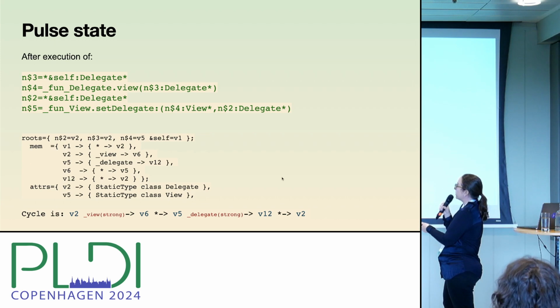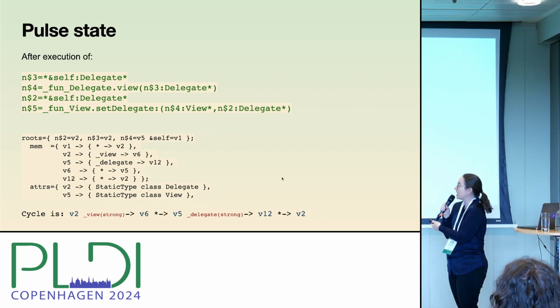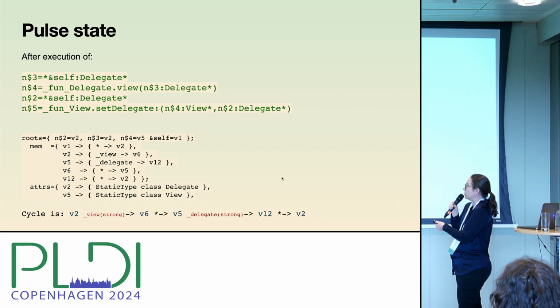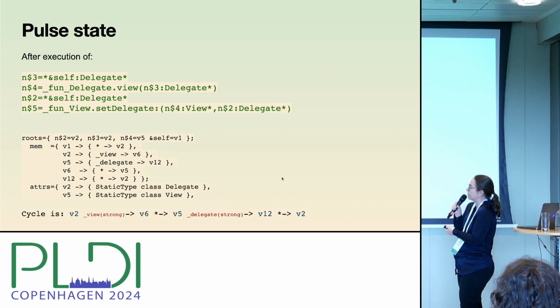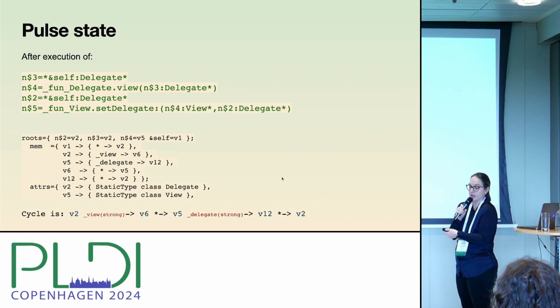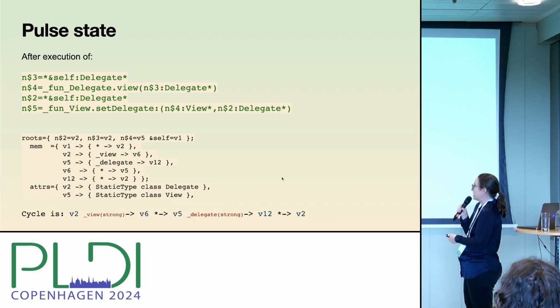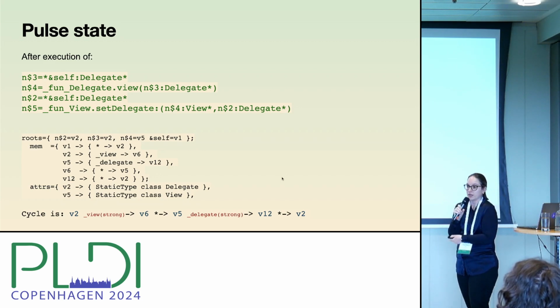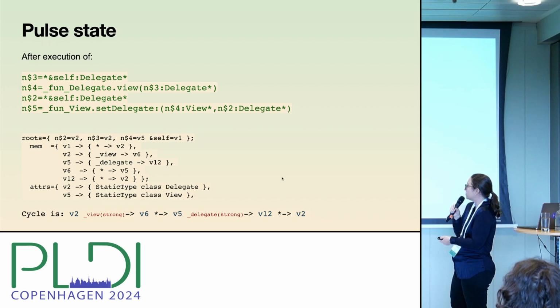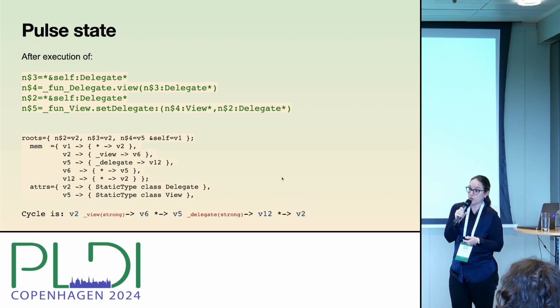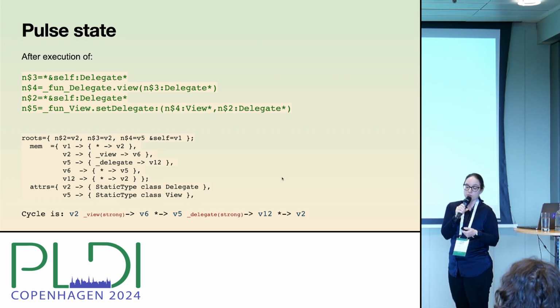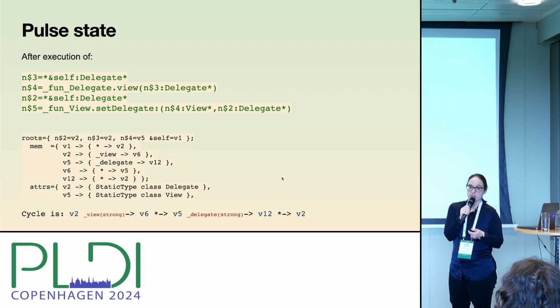So we have the roots 2 and 3 and 4 and self. And then we have the memory that looks like this. V1 points to V2, V2 points to V6 via view. Then V6 points to V5, V5 points to V12 via delegate, and V12 points to V2 again. So that's the cycle. And an important thing is that these accesses need to be strong. So we check all that. And also, we have information about which class it is in the attributes. So that's where we store the types.